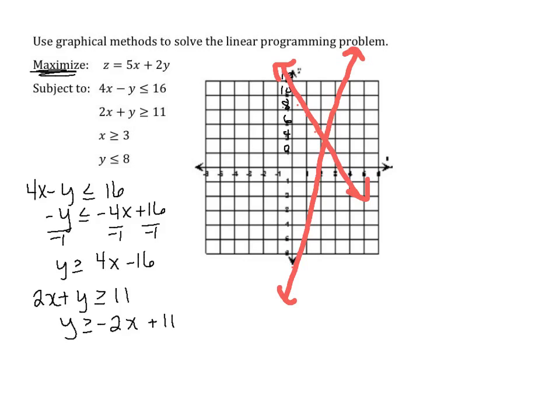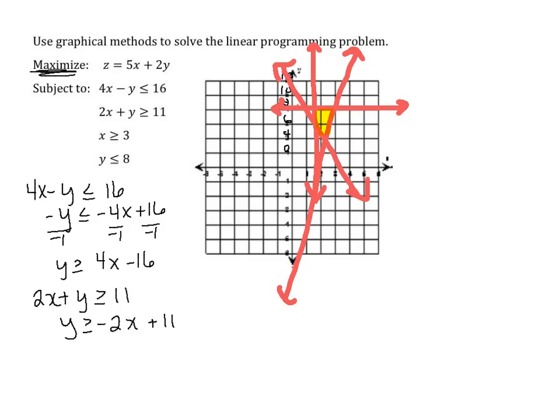Now we have some constraints. We have to have x greater than or equal to 3. So we need to find 2, 3. So x has to be greater than this line, so we're going to be to the right of this line. And at the same time, y has to be less than or equal to 8, so we have to be below this line. So the part that's shaded, considering all of those elements, is in this area here.